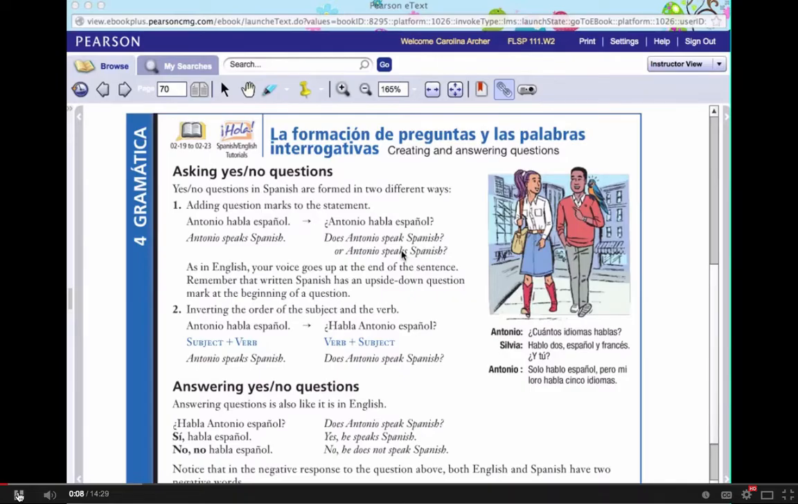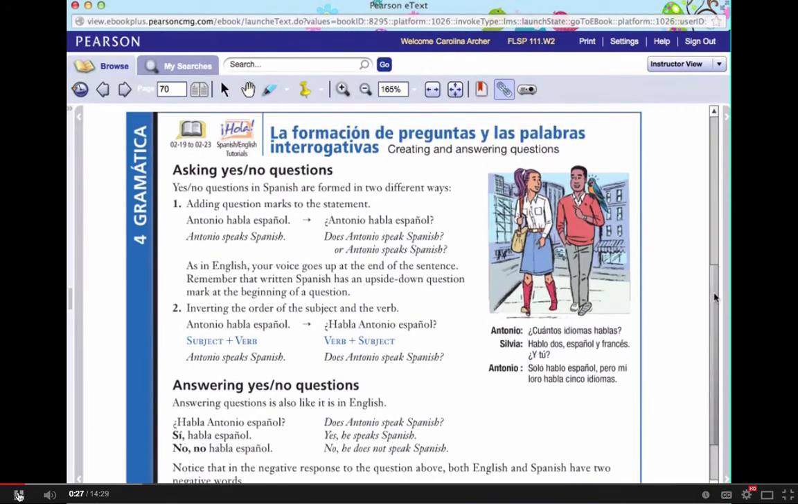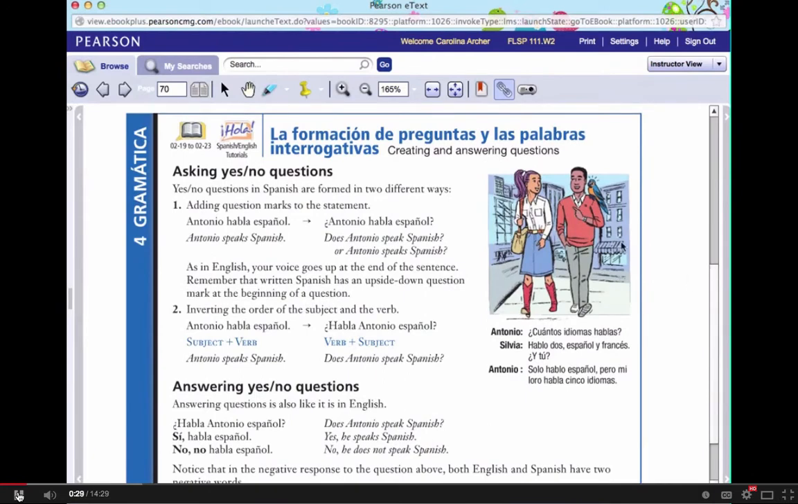We are going to continue today with creating and answering questions, and they all have to do with also how to use those verbs correctly, okay? So keep practicing with verbs, and we are going to start looking at how we make questions, okay? La formación de preguntas y las palabras interrogativas, creating and answering, okay?